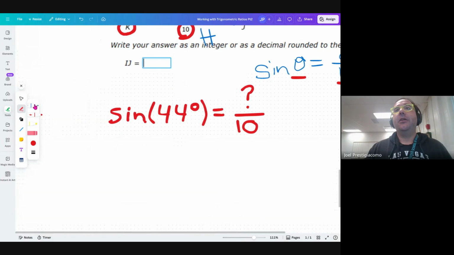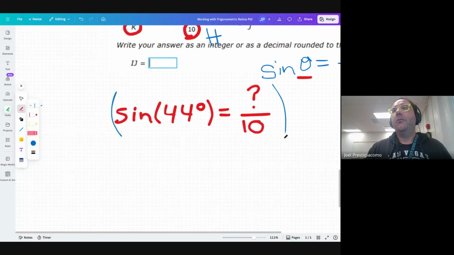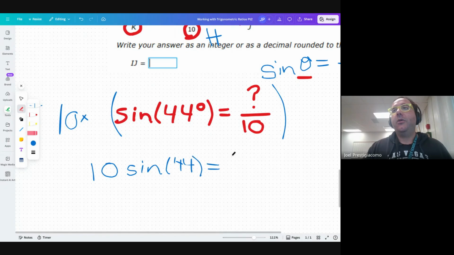Let me get my good pen here. We're going to multiply both sides by 10, right? So we're going to get 10 times the sine of 44 degrees is going to equal our question mark, right? The divided by 10 times 10 goes away.